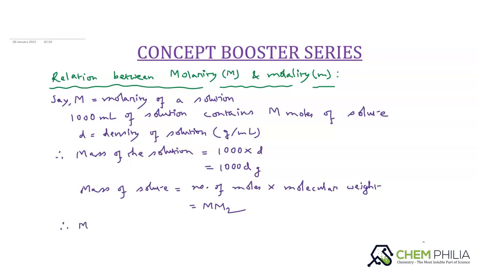Therefore mass of solvent is basically 1000 d minus Mm2. 1000 d is the mass of the solution, Mm2 is the mass of solute, the mass of solvent is 1000 d minus Mm2. Clear? So what is molality?